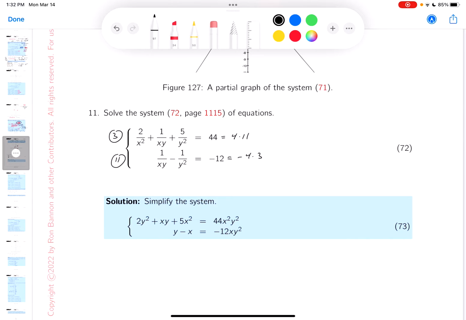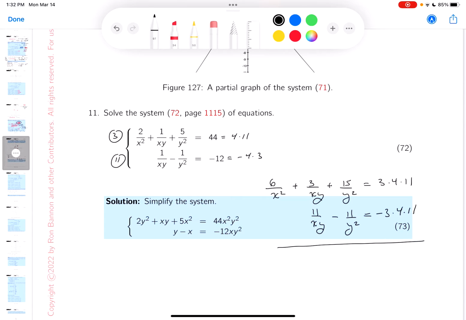You would get, let's do the top: 6 over x squared plus 3 over xy plus 15 over y squared is equal to 3 times 4 times 11. Let's do 11 times the bottom equation. What do you get? 11 over xy minus 11 over y squared is equal to minus 3 times 4 times 11. If you add these together, relatively simple, you get 6 over x squared plus 14 over xy, and then what do you get over here? Plus 4 over y squared is equal to 0.